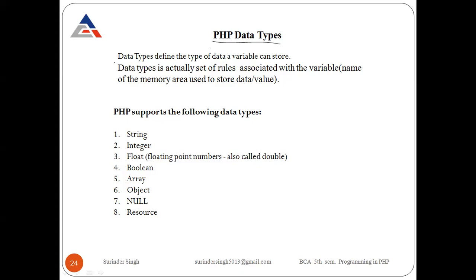Data type, what is a data type? Actually, data types define the type of the data a variable can store, or we can say a data type is a set of rules associated with the variables. And what are variables? Variables are actually the name of the memory area used to store the value or data.